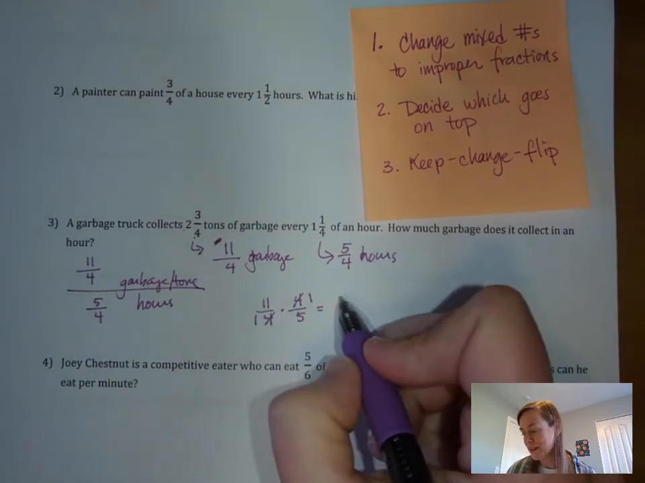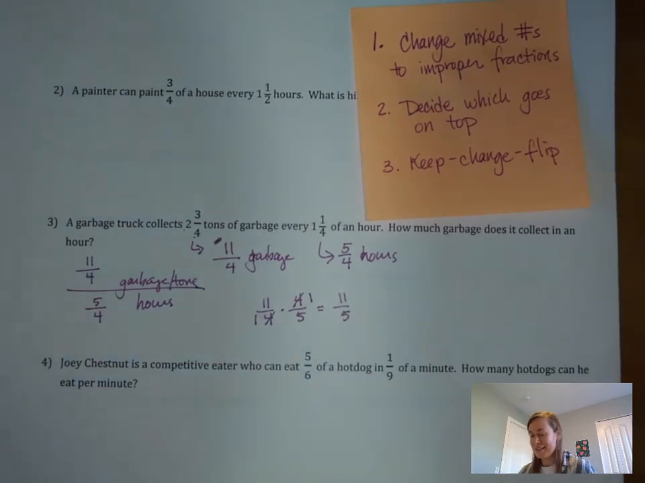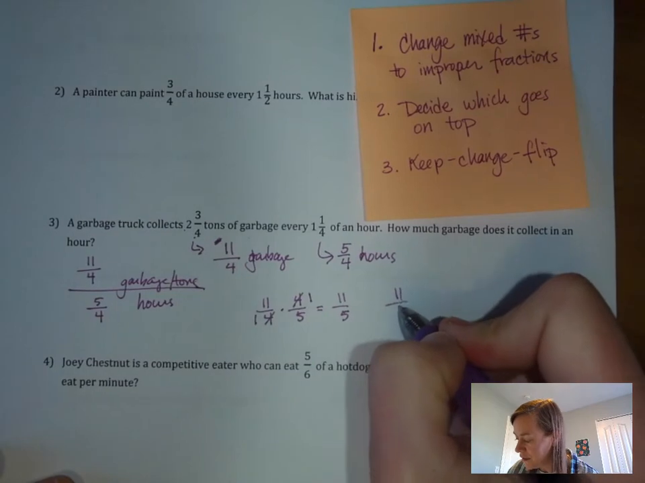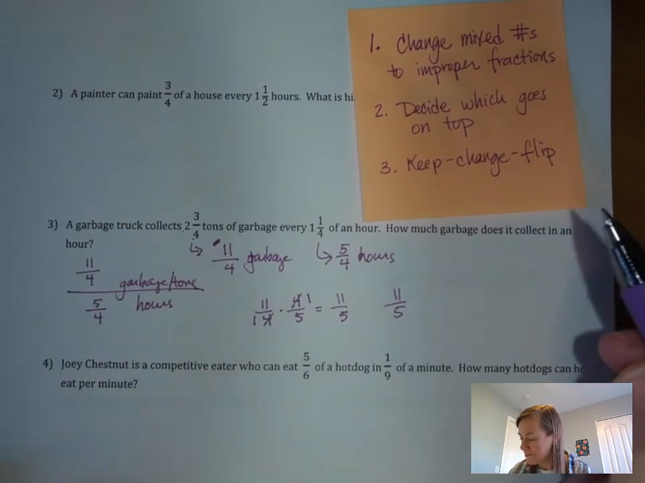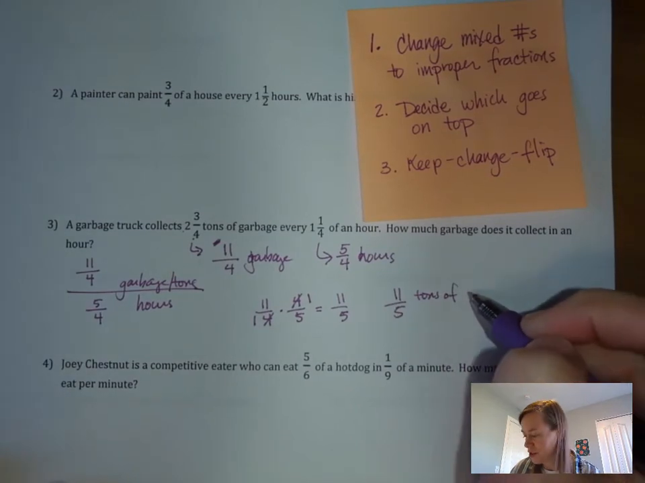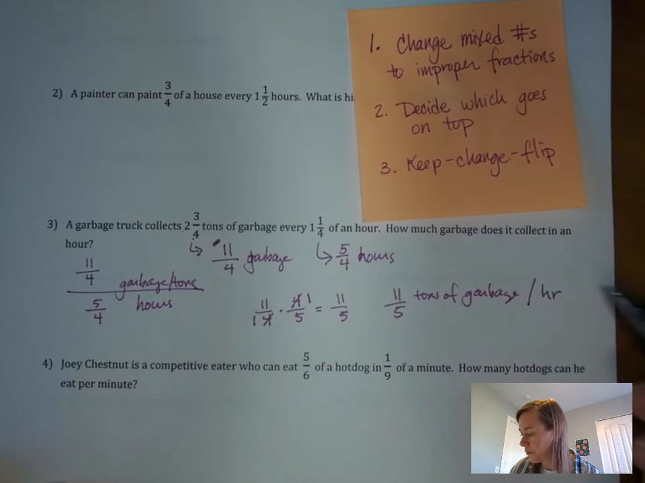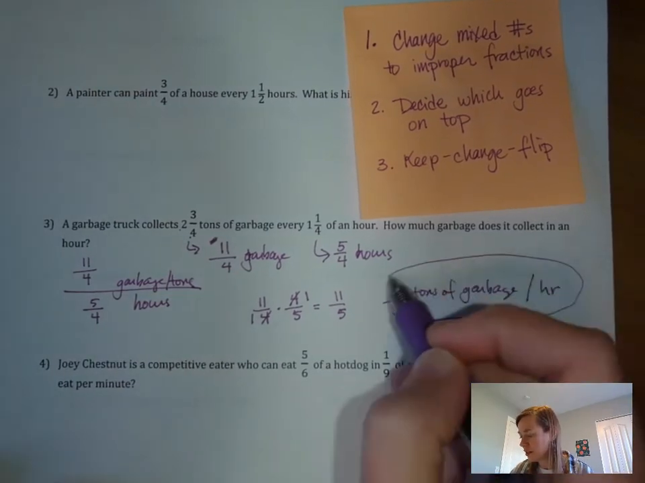So 11 times 1 is 11. And 1 times 5 is 5. All right, so that's our answer. 11/5 tons of garbage. You could just write garbage, or you could just write tons. Either way is fine. Tons of garbage per hour. So that's how much garbage it collects per hour.